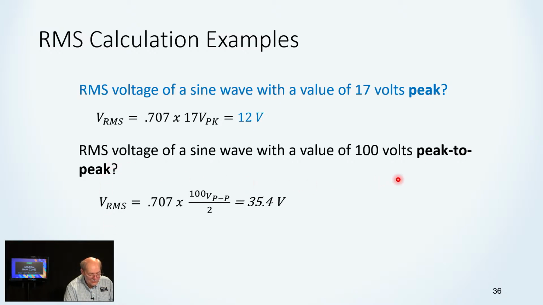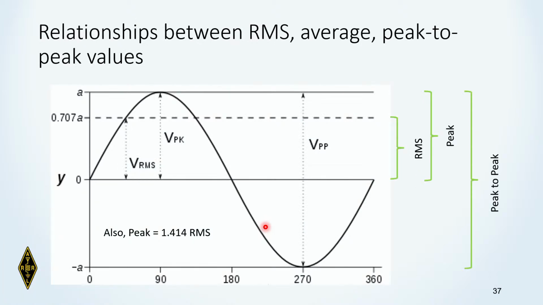Okay, so there's two things we have to do. That's given us 100 volts peak to peak, so we must cut that in half before we can even get started, and then multiply the result times 0.707. So they've shown this all written out here. 0.707 times 100 divided by 2, which is 50, so 0.707 times 50 will give us the 35.4. So I hope you're starting to see how this is fitting together. And just one more view of all of the relationships.